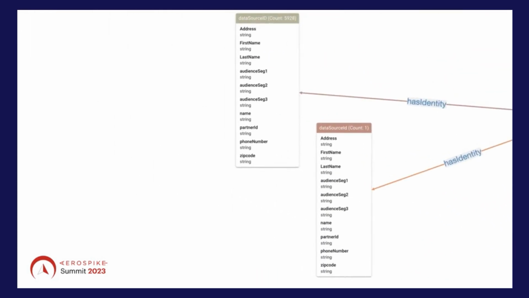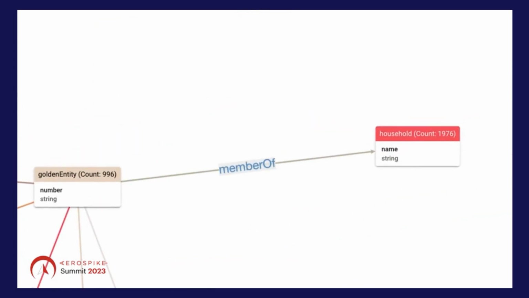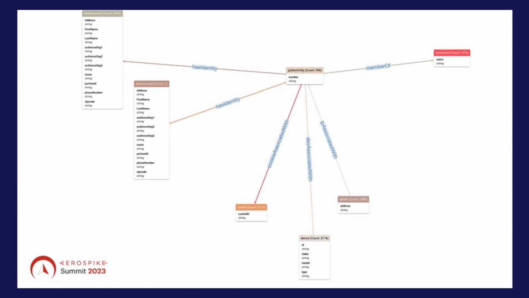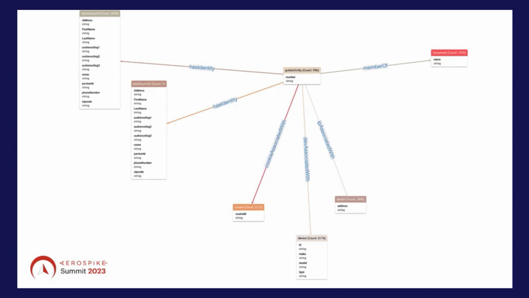The golden entity is also linked to multiple data source ID vertices. These represent data points from third-party data providers. The data source ID vertex has multiple vertex properties to model the data about the entity. Additionally, the golden entity is also associated with a household vertex. This represents a shared household between multiple different individuals. In personalized advertising, this integration of disparate data sources is crucial. The more data you can use for decisioning dictates how effective your ad offering is.